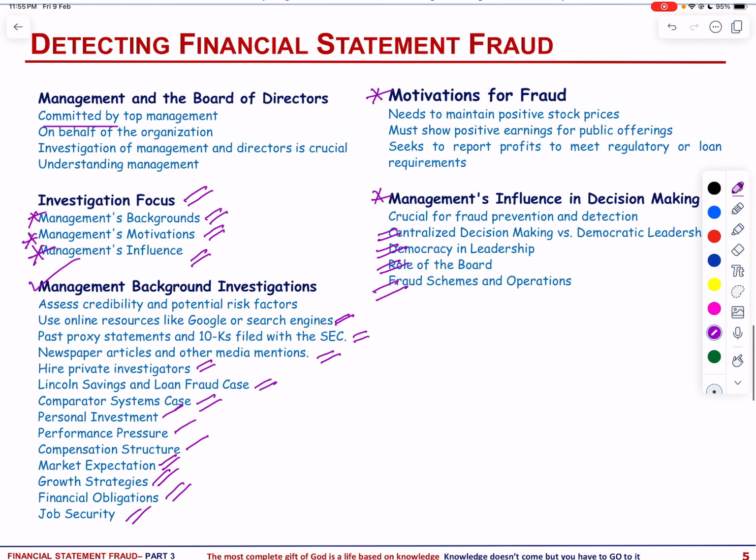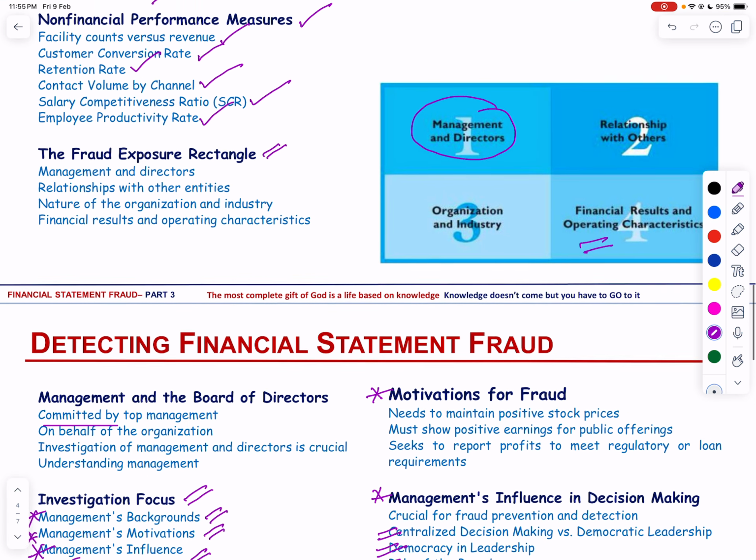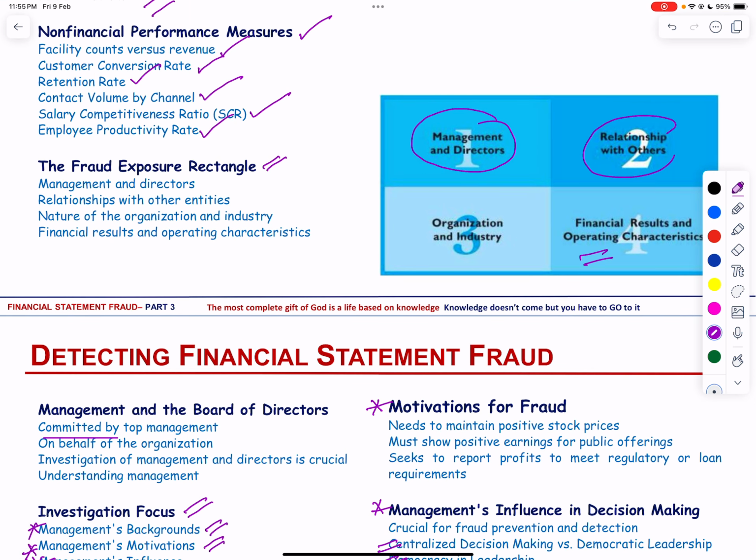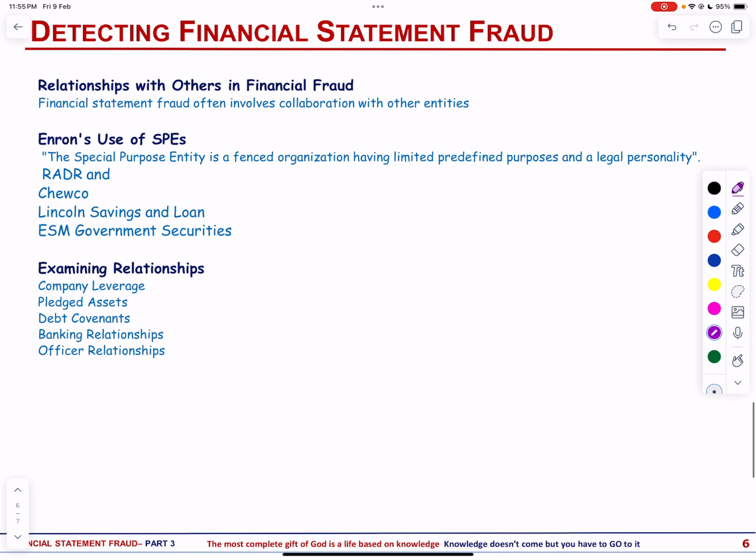Let us move on to the second component of the fraud exposure rectangle, that is relationship with others. Now, relationships with others in financial fraud are prevalent, and financial statement frauds often involve complex relationships with other entities, both real and fictitious, to deceive stakeholders. Understanding these relationships is crucial for fraud detection and prevention.